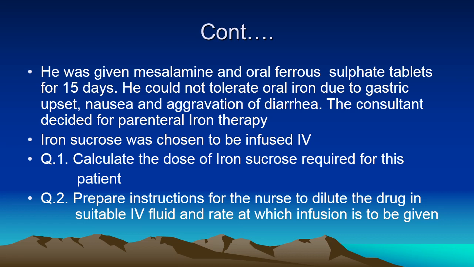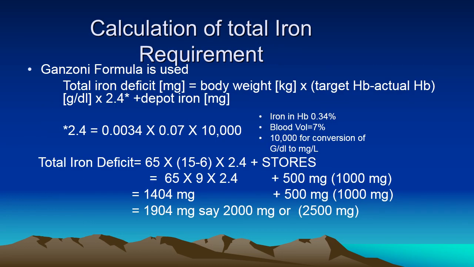The consultant decided on parenteral iron therapy. Iron sucrose was chosen to be infused. Now our job is to calculate the dose of iron sucrose required for him, and second, to prepare instructions for the nurse to dilute the drug in suitable IV fluid and the rate at which the infusion is to be given. Here, a student will perform the role of nurse, and he or she will prepare the solution and administer it in a simulated condition.